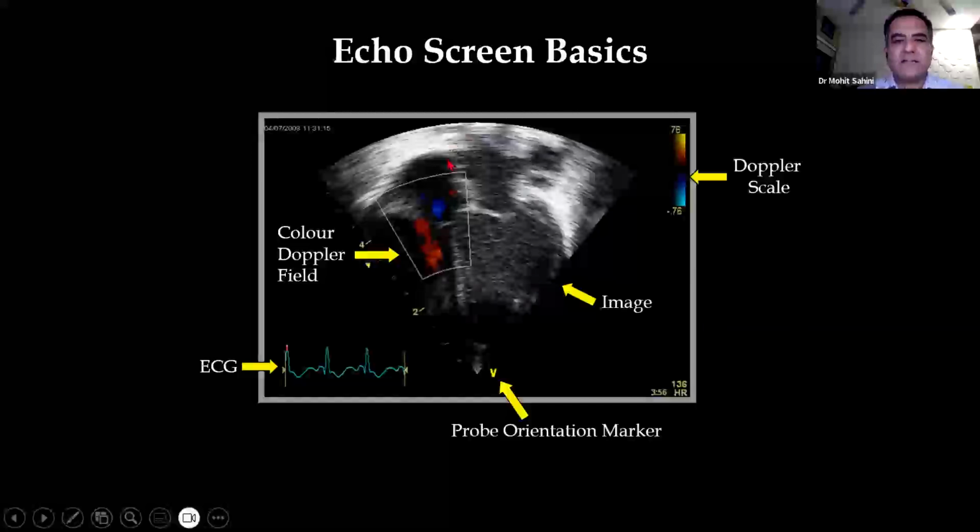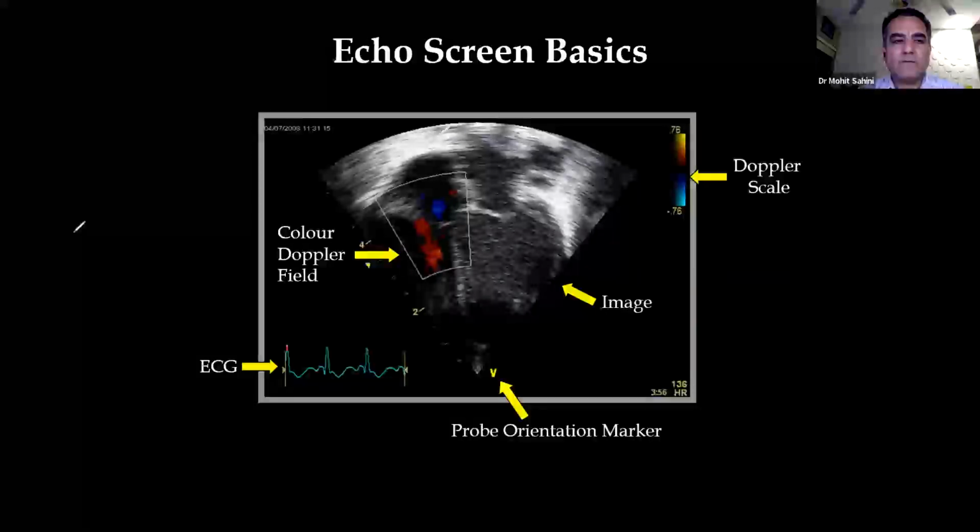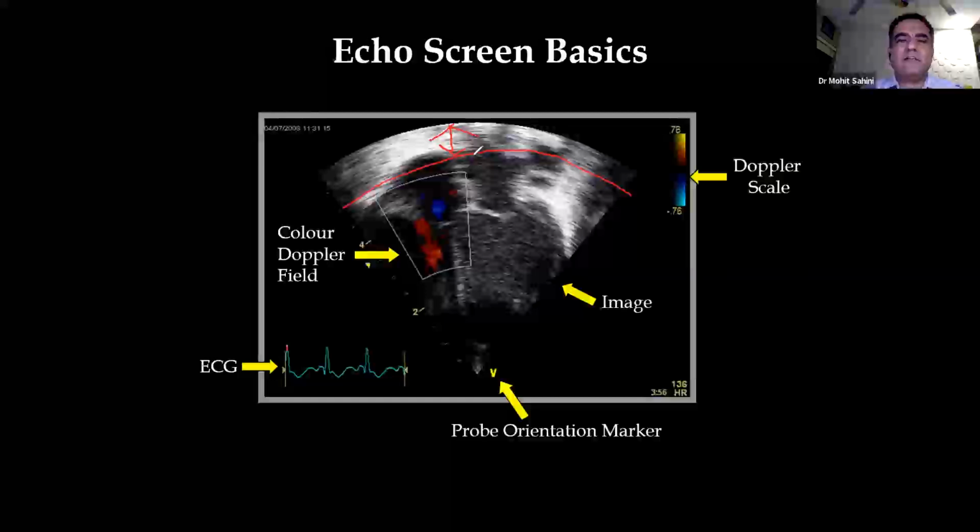And the other thing is, this dead space should be minimum. This is your dead space here. More is the dead space, more will be the artifacts. Lesser is the dead space, lesser is the artifacts. That's why we say that the organ of interest should cover at least 60 to 70% of the sector. So in that case, your dead space will be less and your artifacts will be less.